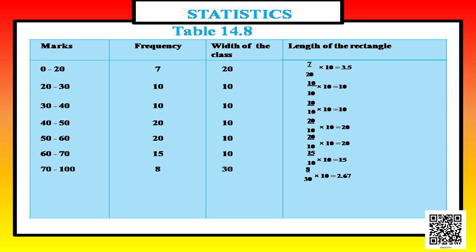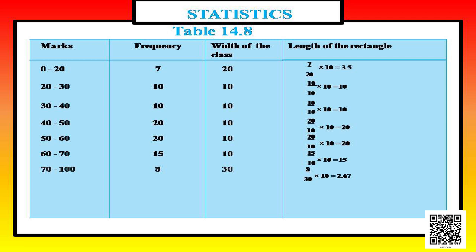Now according to this, we change the frequency for this graph. And that column is marked as length of the rectangle. The calculation is such, we have to write the frequency on top, that will be divided by the class width, that is 20, and that will be multiplied by 10, which is the common width for all of them. So the result is 3.5.